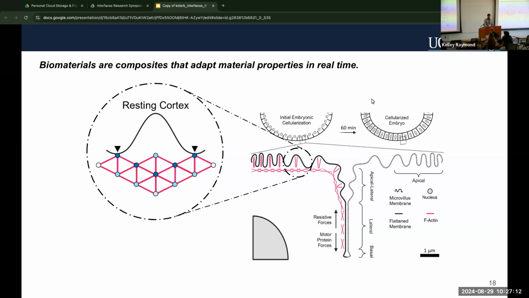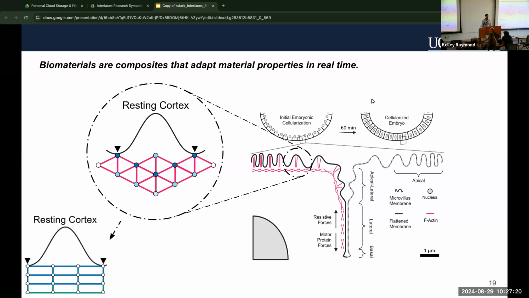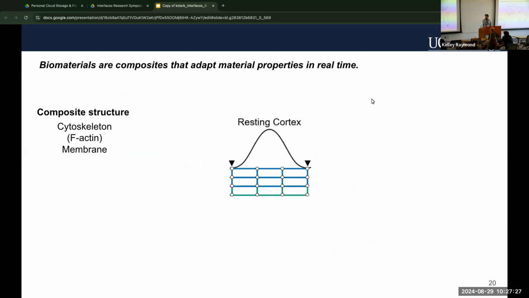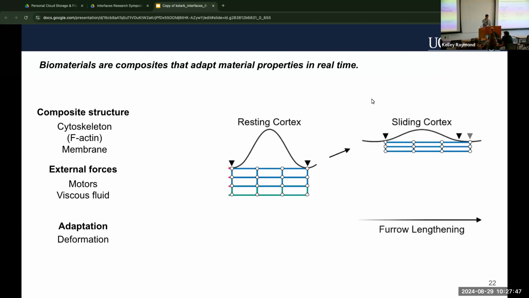Here's a cartoon of a single cortex and single microvilli with this membrane and cortex. For mathematical simplicity, we're just going to take all of those angled elements and make them horizontal and vertical. As I elaborated on already, we have a composite structure, cytoskeleton and membrane. Applied to that is some external force, which takes this wrinkled membrane on top and straightens it out, making it into a furrow. It's also moving through the cytoplasm, so we have some viscous fluid effects here, and there's some adaptation happening.